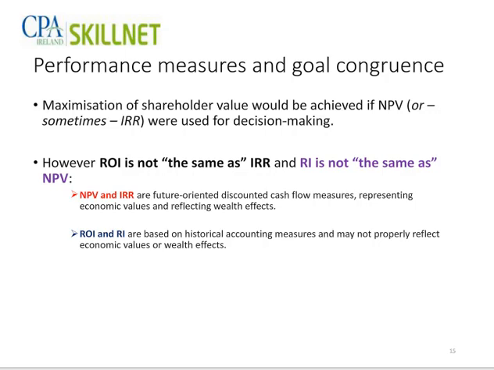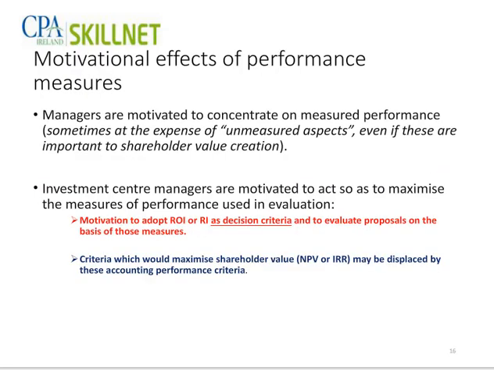Net present value and IRR, they are both future-oriented discounted cash flow measures, so they measure the future, not the past, and they attempt to capture economic values and long-term wealth effects. By contrast, as we've seen, ROI and RI are both based on historical accounting measures and therefore don't necessarily capture economic values or true wealth effects.